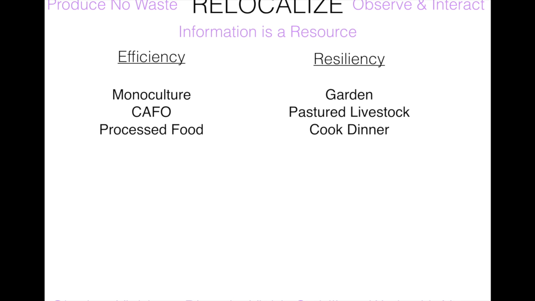We see that same thing with CAFOs, concentrated animal feedlot operations, versus pastured livestock, processed foods. We see that ability to make things more efficient and use really cheap sweeteners like high fructose corn syrup and soybean oil as the fat. Those are the two things that are the most commonly used in processed foods because they're the cheapest, the most efficient. But I invite people to cook their own dinner.